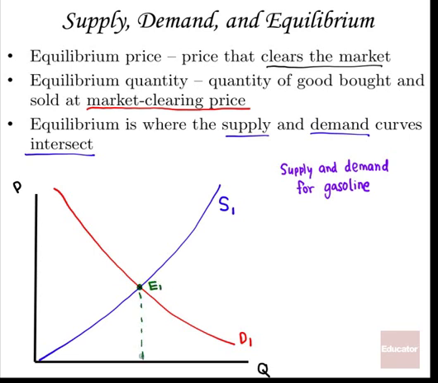And this is Q1 right here, and this is P1. So this is the market clearing price. If the price is higher, then you're going to experience a surplus. If the price is lower, then you're going to experience a shortage.